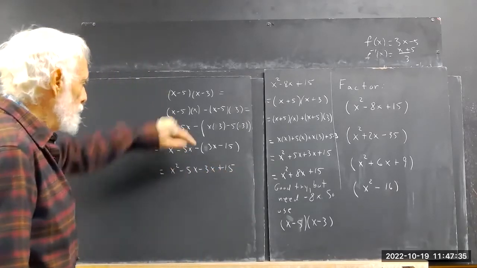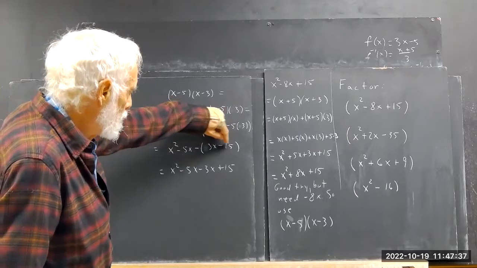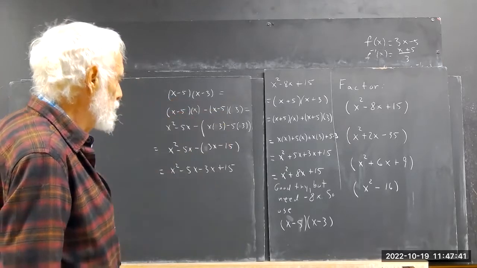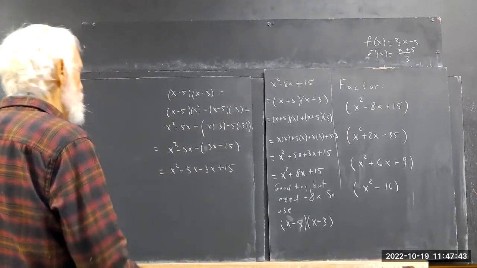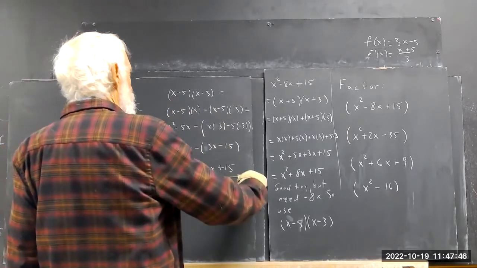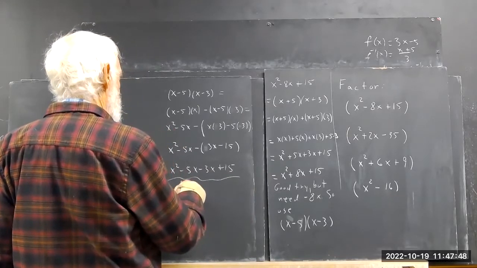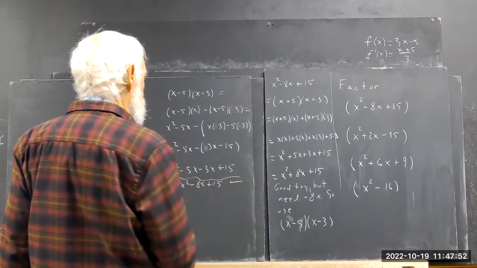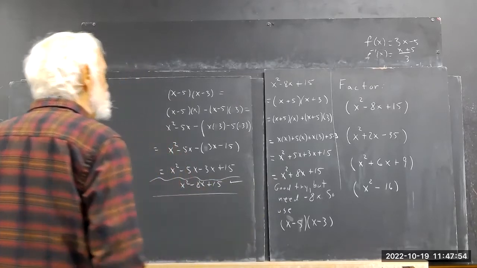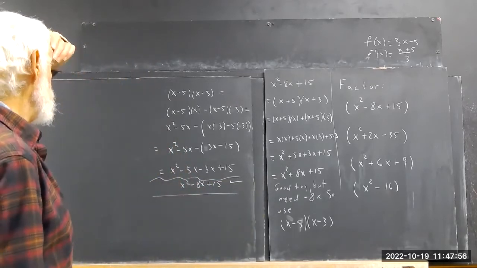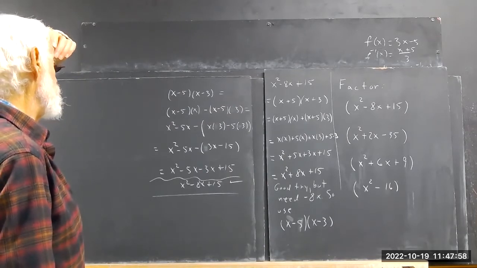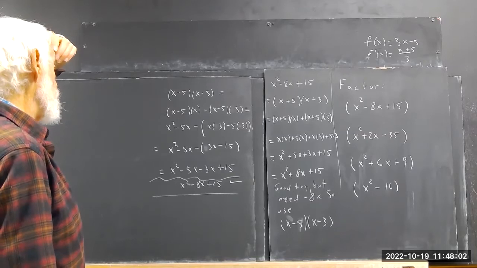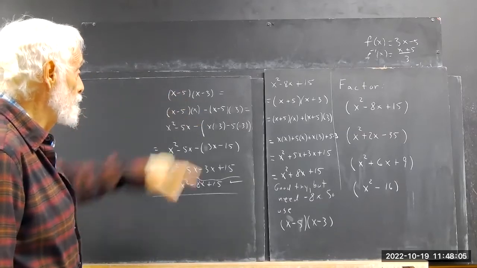And then we apply the negative through everything here. We get a negative 3x, and a negative of negative 15 is a plus 15. And that's x squared minus 8x plus 16, and that works. That's maybe a little confusing. There are other ways we could write out the distributive law.